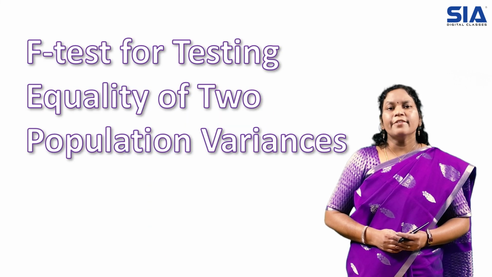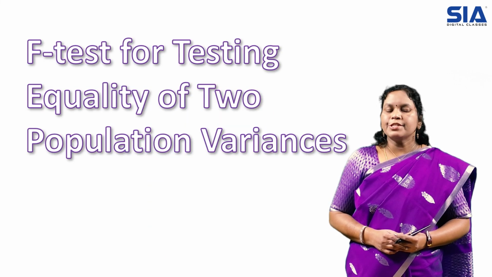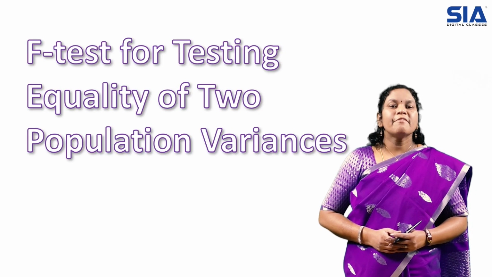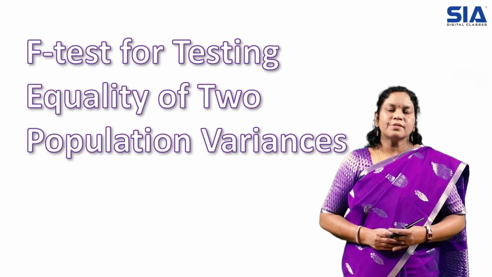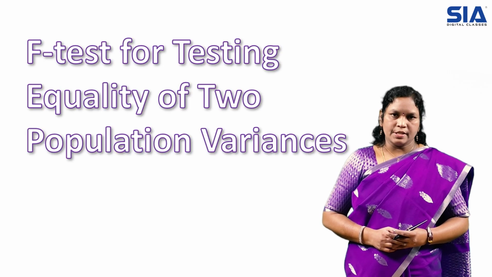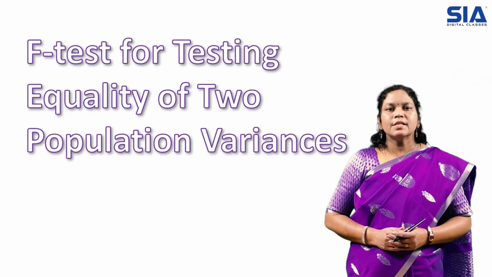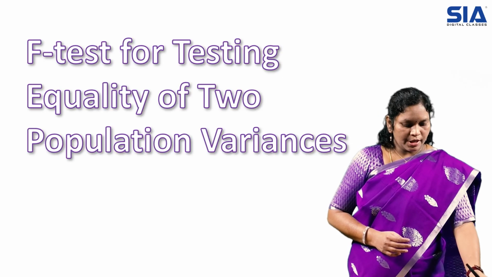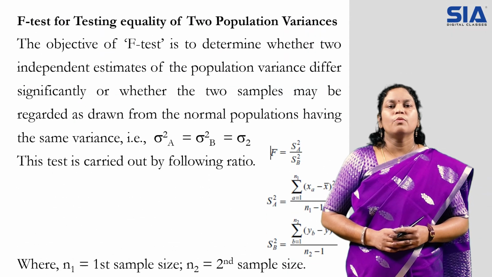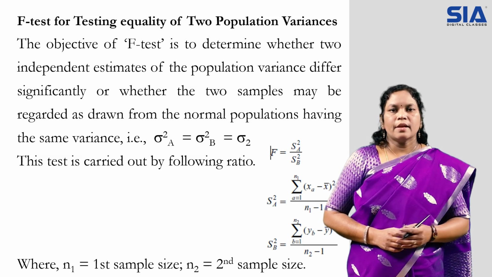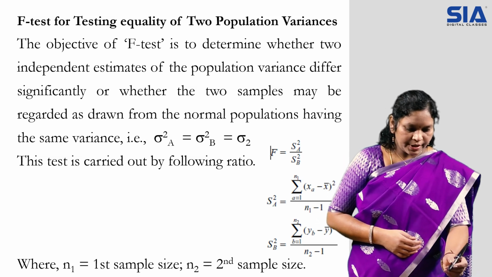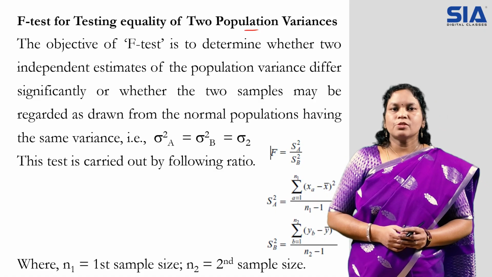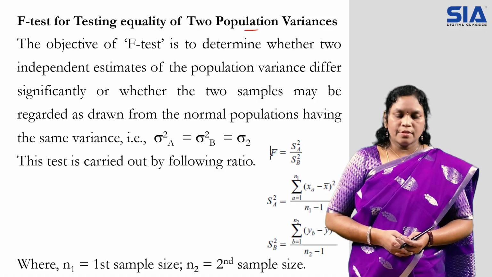Today's concept is the F-test. The F-test for testing equality of two population variances, because we'll compare variances here. So in the F-test we'll check the population variances. We can also call the F-test testing equality of two population variances. Let us check how the procedure goes on and what the formulas are to obtain our F-test. Simply, we can also call it the F-test. So let us check how the formulas go on.